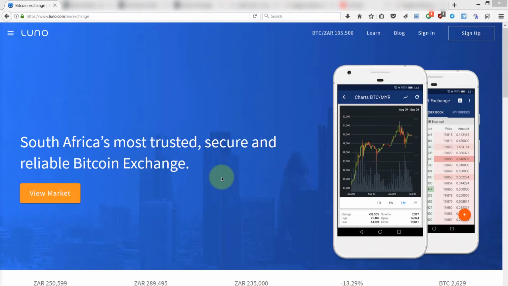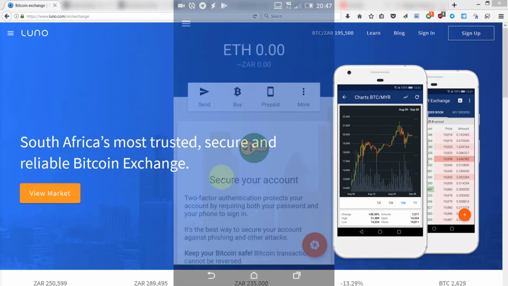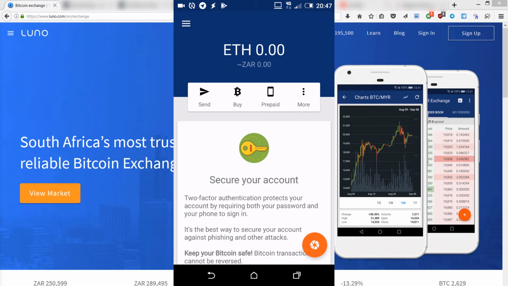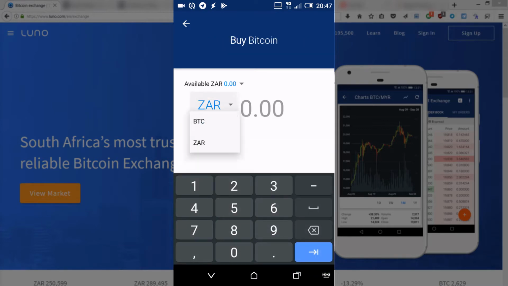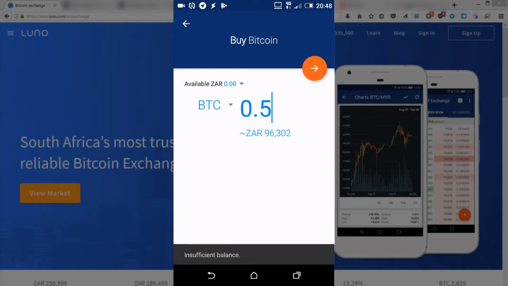So, a very brief introduction to Luno's Exchange. By now, you've probably seen either on Luno's app or on their website that they have this very easy to use instant buy option. If I go to the Android app, select buy Bitcoin with rands, I can enter an amount of Bitcoin I want to buy, so 0.5. I get a price, 96,302 Rand, and I can go through and make that purchase instantly.